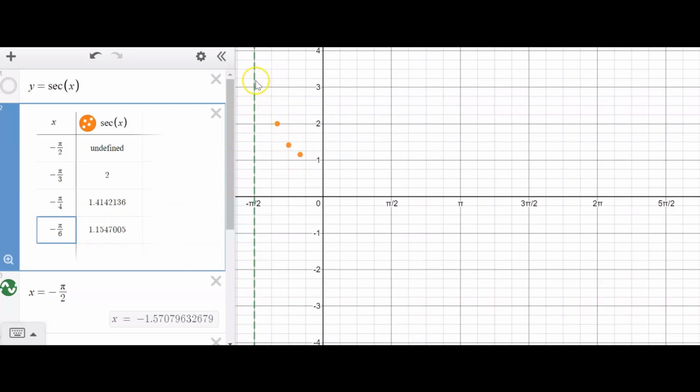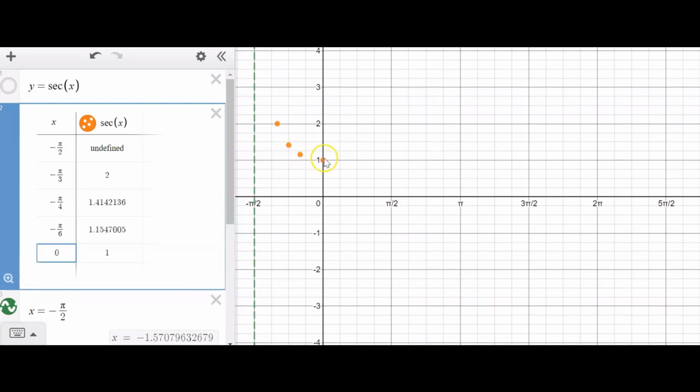Now we know that we've got a vertical asymptote here, so it's very likely that what's happening is that this is coming from the positive infinity at negative pi over 2. We're probably at positive infinity here, coming down along the asymptote, then coming out to connect with this point, then this point, then this point. And now we know that at 0, secant is equal to 1, just like cosine is equal to 1, okay?